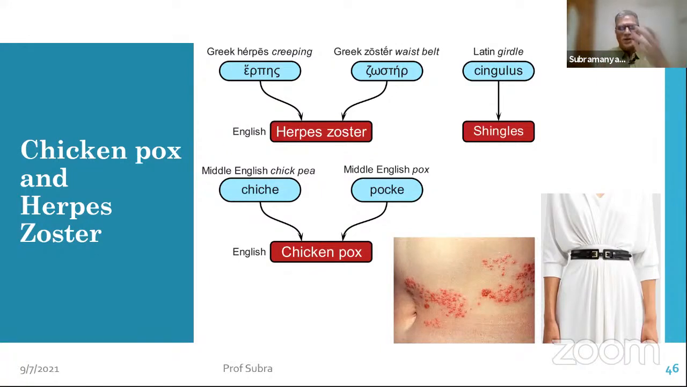In fact, if you look at our anterior teeth, they have a cingulum. Again, the reason is probably that it is located at the point between the crown and the root of the tooth, at the waist area. So that's why probably the term cingulum is given for that particular anatomic location.